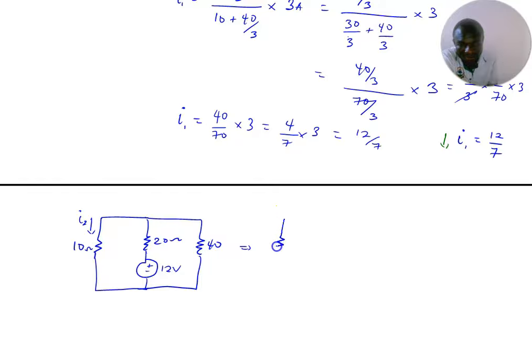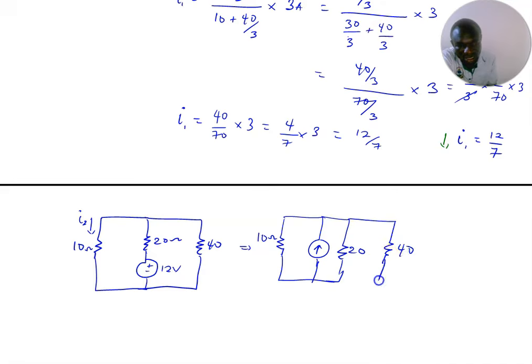So in that case, I have a 10 ohm resistor here, right? Then I'll get a current source moving upwards in parallel with a 20 ohm resistor, before I add my 40 ohms. Please, if you are confused about why these two are in parallel, watch my video. Are you okay? So here we have 12 over the voltage over the resistance, which is 20.